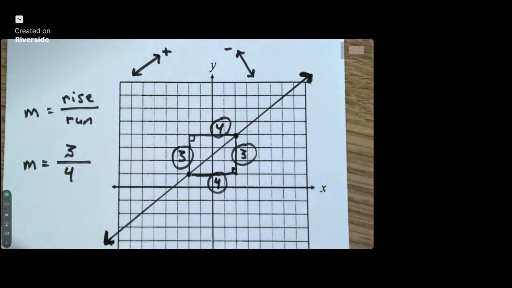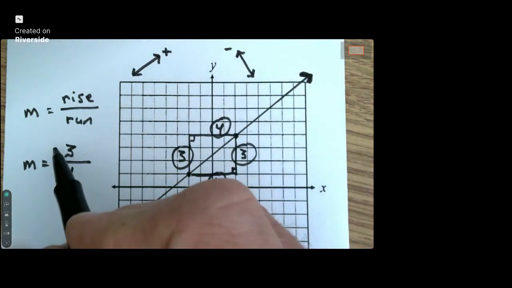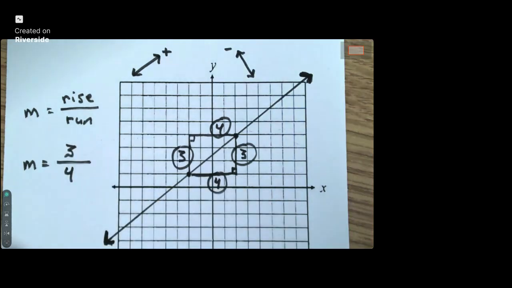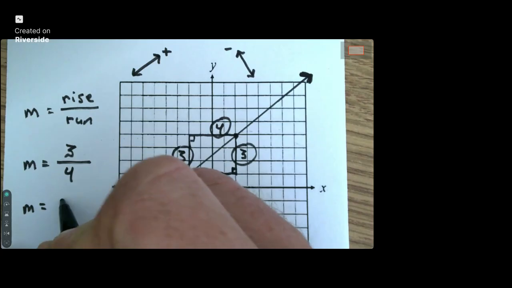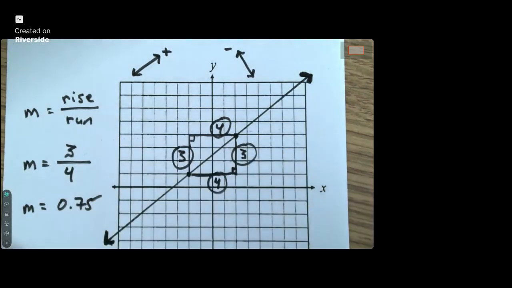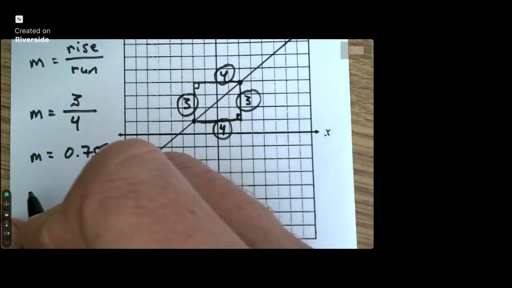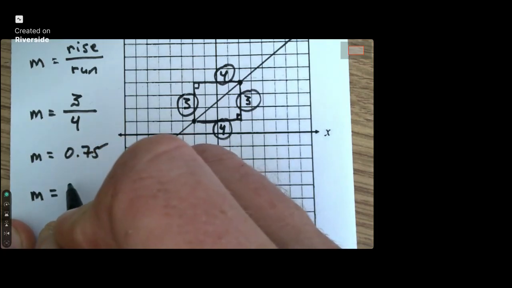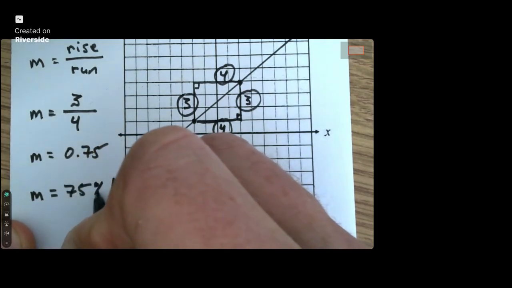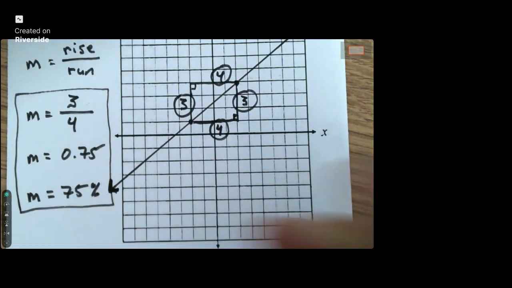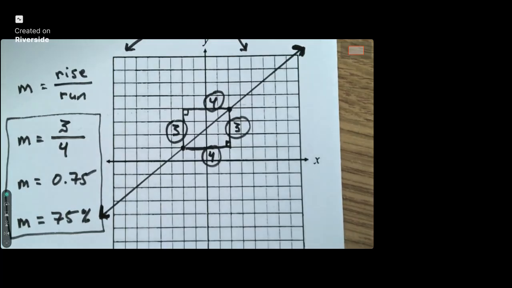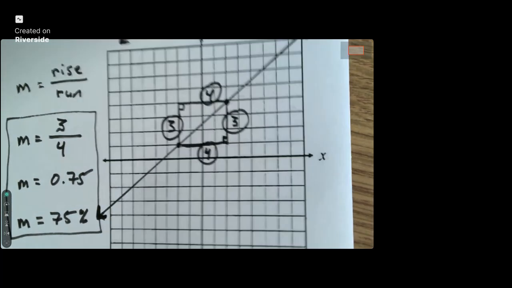So this line is obviously going up and to the right, so it's a positive slope line. Any number that you look at, if it doesn't have a sign, it's automatically assumed to be positive. We don't need to put a positive there, right? So this means positive 3/4 slope, or you could say a positive 0.75 slope, or you could turn that into a percentage and say that this line has a 75% slope. Either way, those are all three good versions of an answer here for the slope of a line.